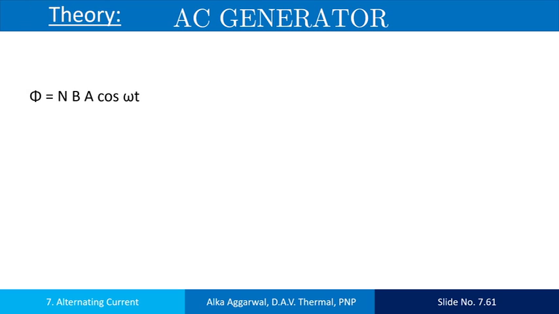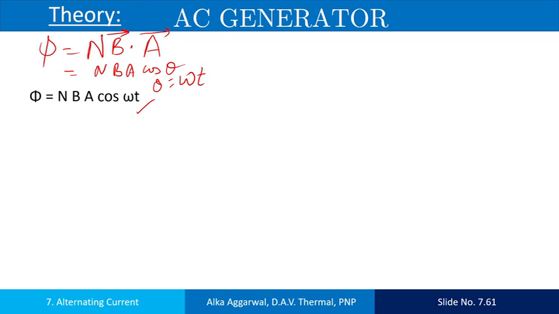Now, the theory. As you know, the flux is equal to B dot area of the coil. If there is one turn it is BA; if there are N turns, then the relation is NBA. As it is a dot product of the magnetic field and area vector, this can be written as NBA cos theta. If the coil rotates with angular speed omega, then in time t, theta becomes equal to omega t, and this will be the relation.